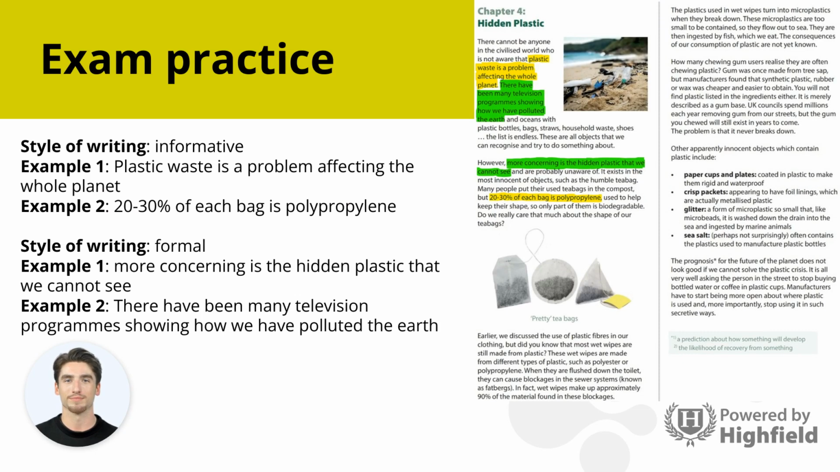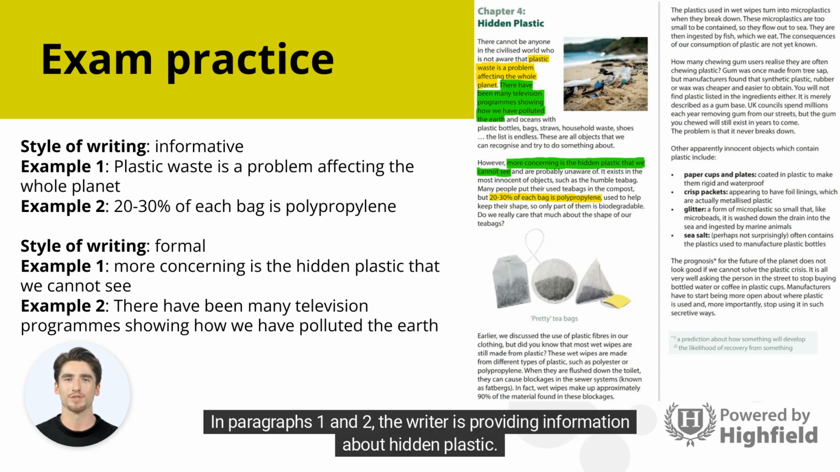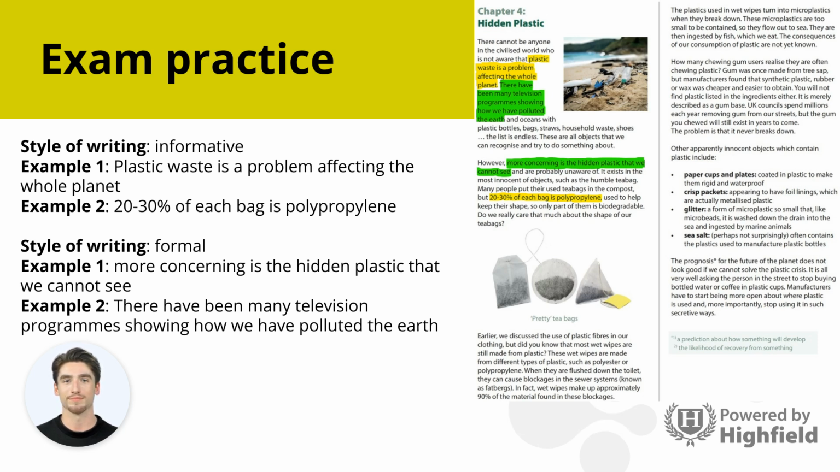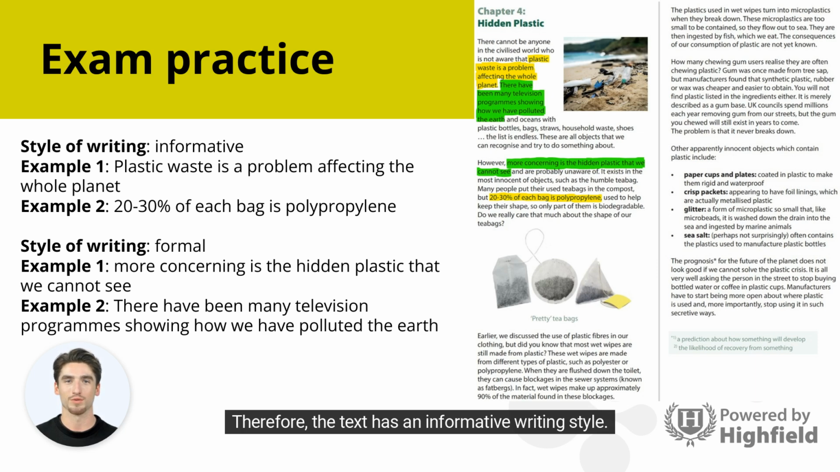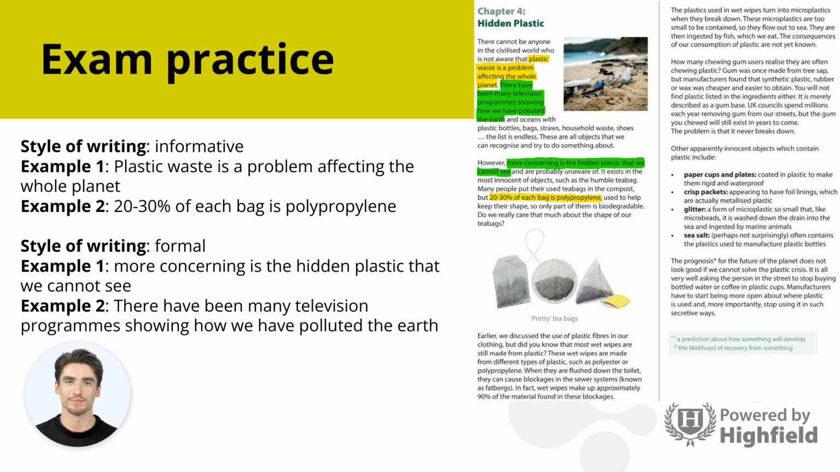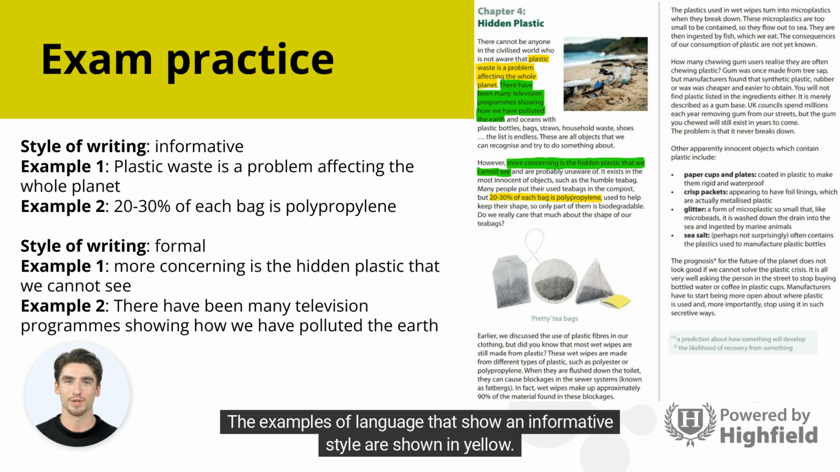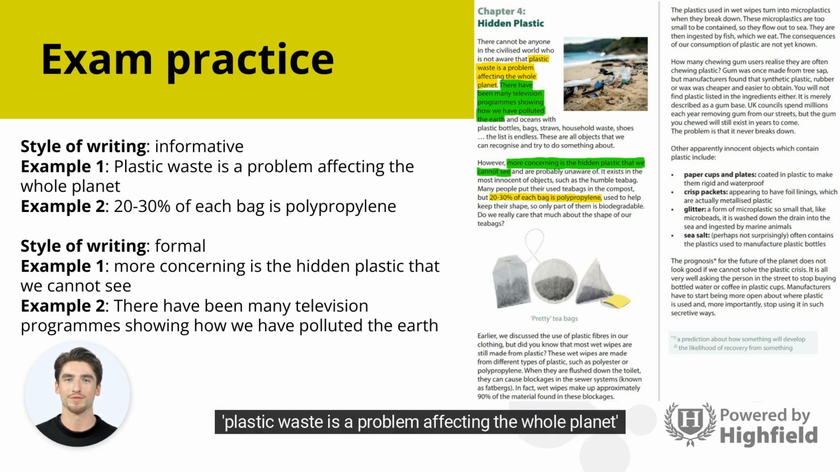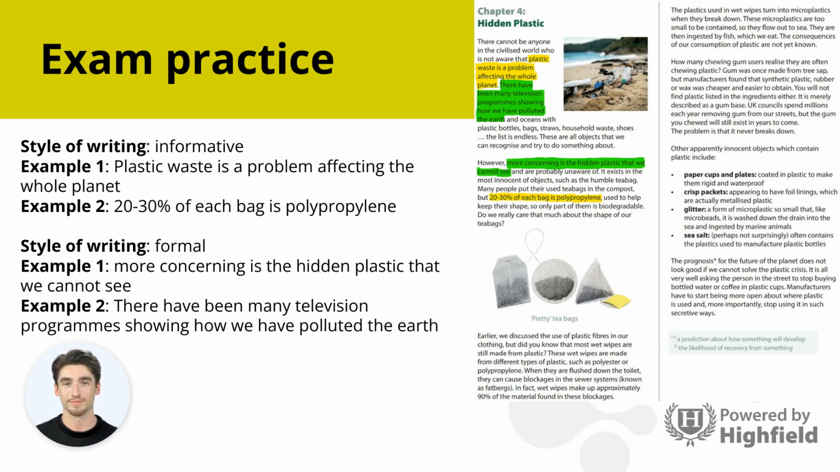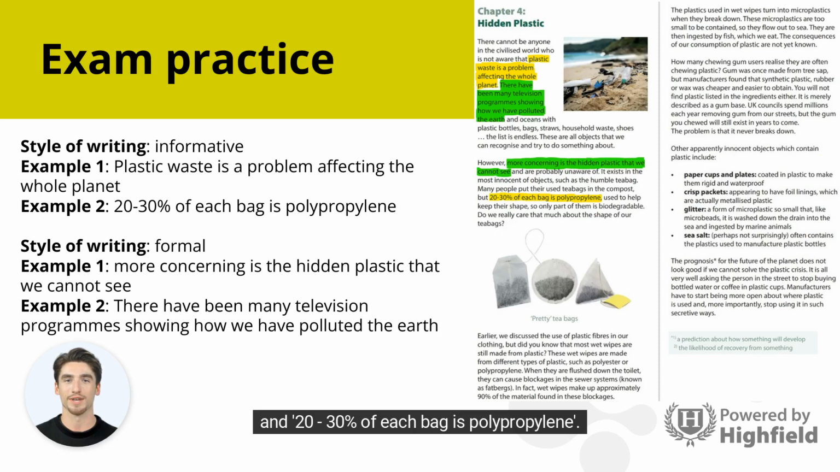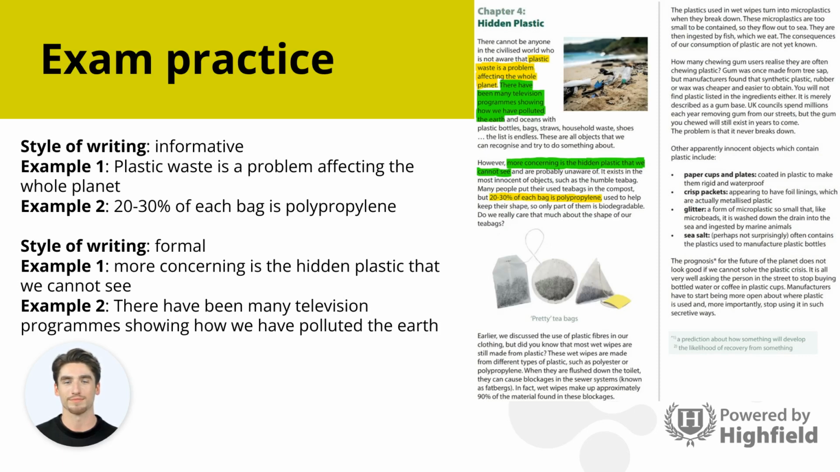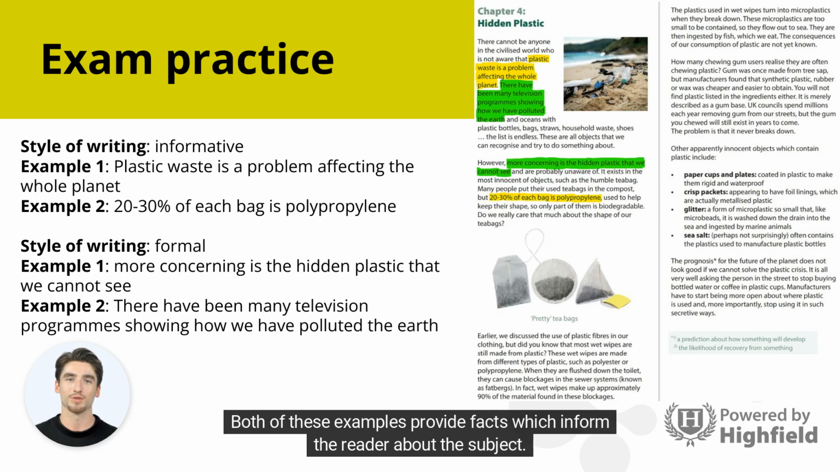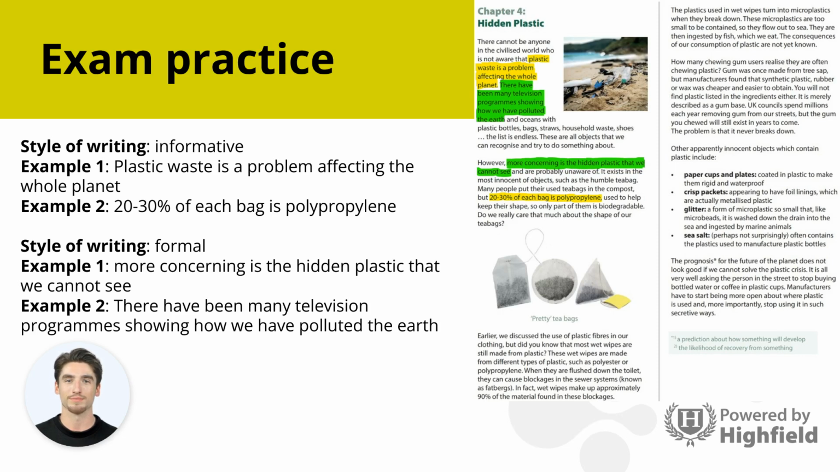Let's take a look. In paragraphs 1 and 2, the writer is providing information about hidden plastic. Therefore, the text has an informative writing style. The examples of language that show an informative style are shown in yellow. They include "Plastic waste is a problem affecting the whole planet," and "20 to 30% of each bag is polypropylene." Both of these examples provide facts which inform the reader about the subject.